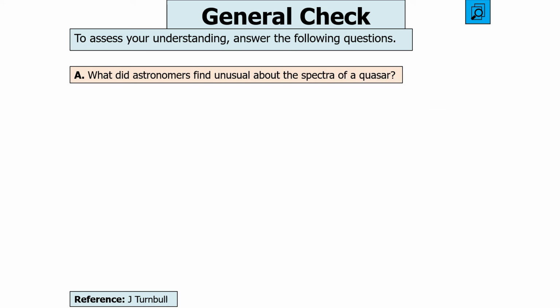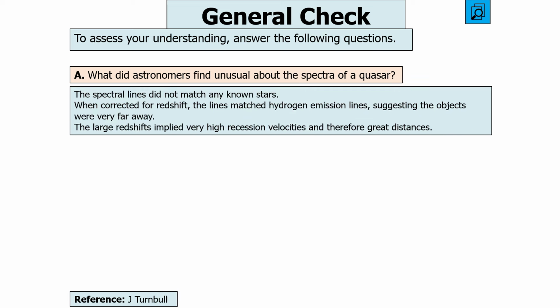What did astronomers find unusual about the spectra of a quasar? The spectral lines did not match any known stars. When corrected for redshift, the lines matched hydrogen emission lines, suggesting that the objects were very far away. The large redshifts implied a very high recession velocity and therefore great distances.